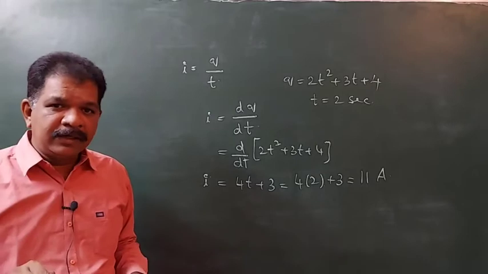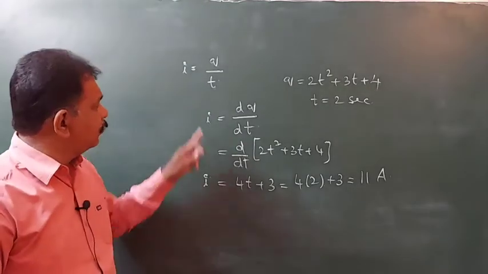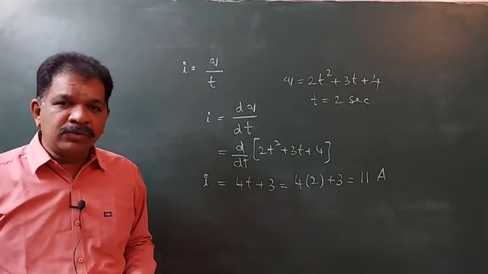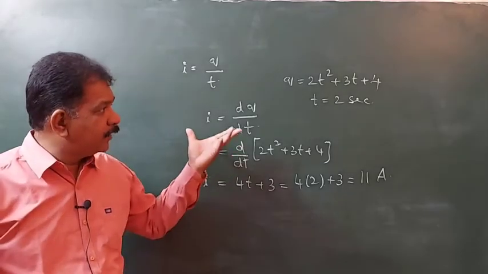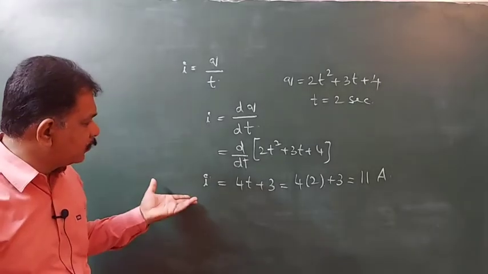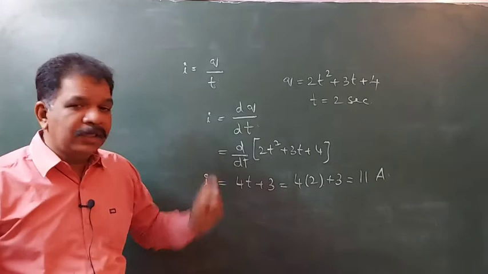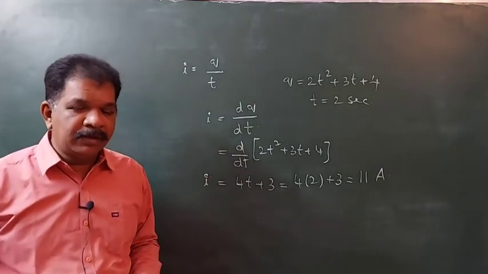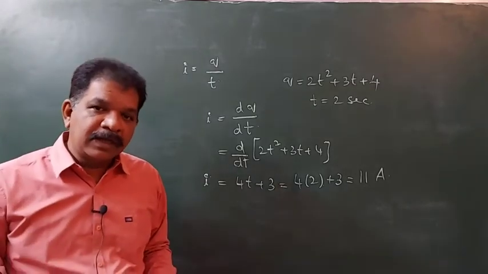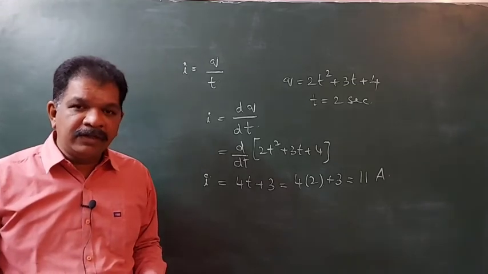So if charge is constant, to find the electric current we can directly use the formula I is equal to Q by T. If charge is variable, to find the electric current we have to use the formula I is equal to dq by dt. Remember that. And sometimes they will give the current as variable, time dependent, and ask to find the charge.